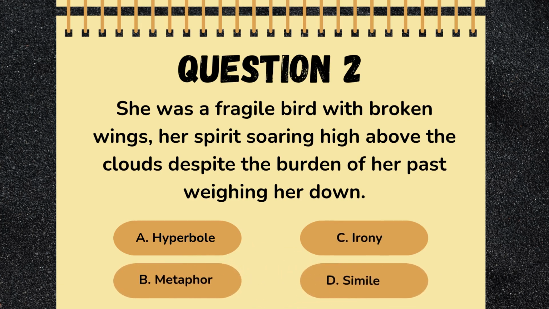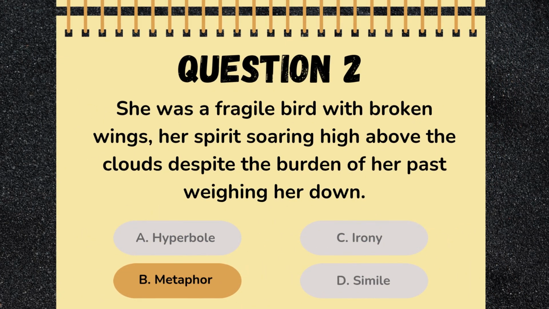Here's another one. She was a fragile bird with broken wings, her spirit soaring high above the clouds despite the burden of her past weighing her down. What type of figurative language is this? Is it A, hyperbole, B, metaphor, C, irony, or D, simile? Correct, the answer is B, metaphor. The girl is being compared directly to a fragile bird. This helps us understand her struggles and her strength.